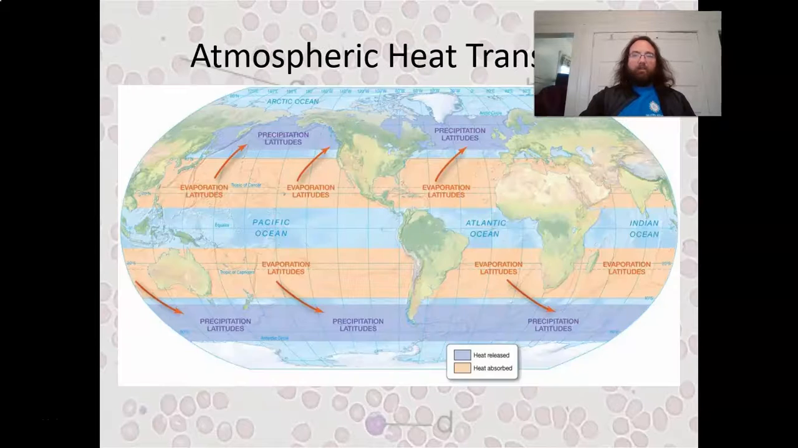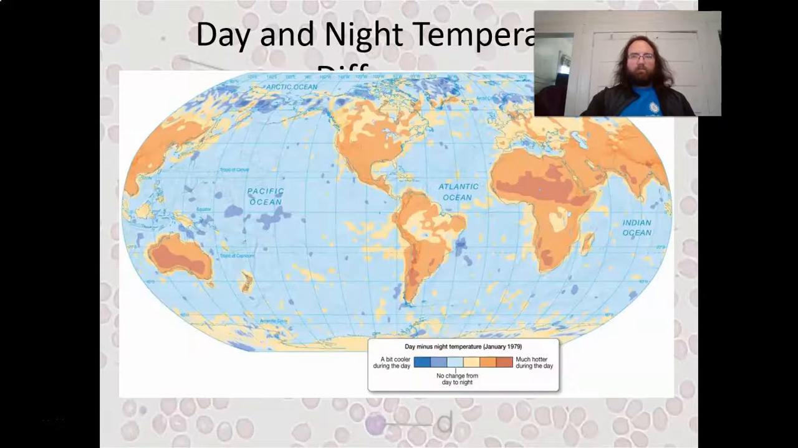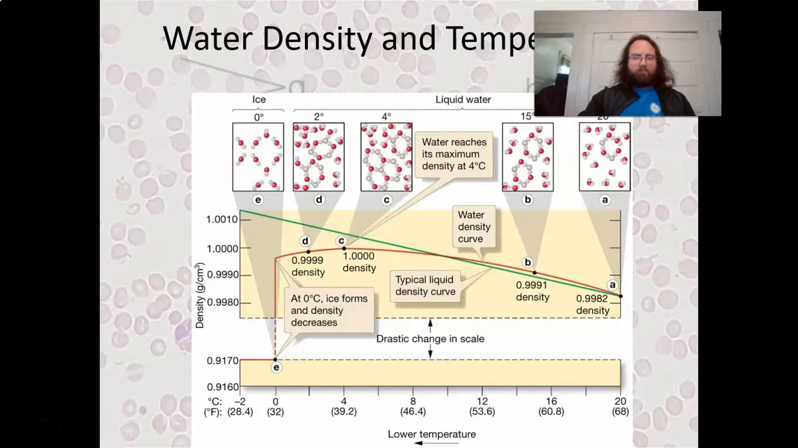Now the final one is this one, density. Because of these hydrogen bonds, water is one of the few substances on the planet that is less dense in solid form than it is in liquid form, because as these hydrogen bonds start to form crystals, they form a fairly open structure that has a lot of empty space. When you have a lot of empty space, your density decreases.